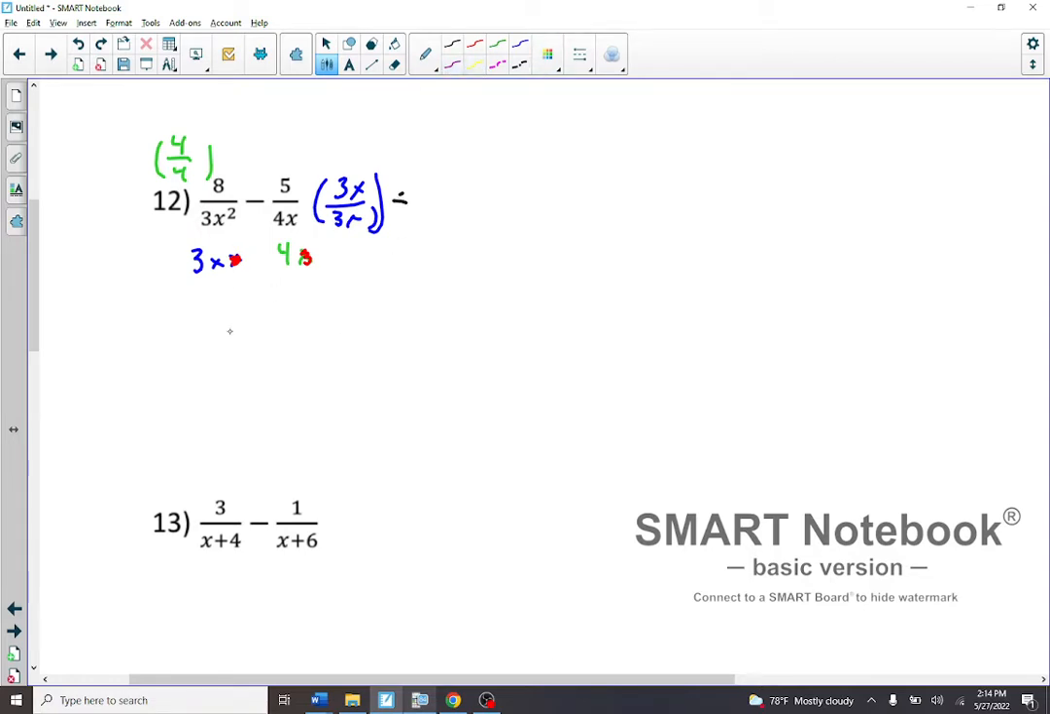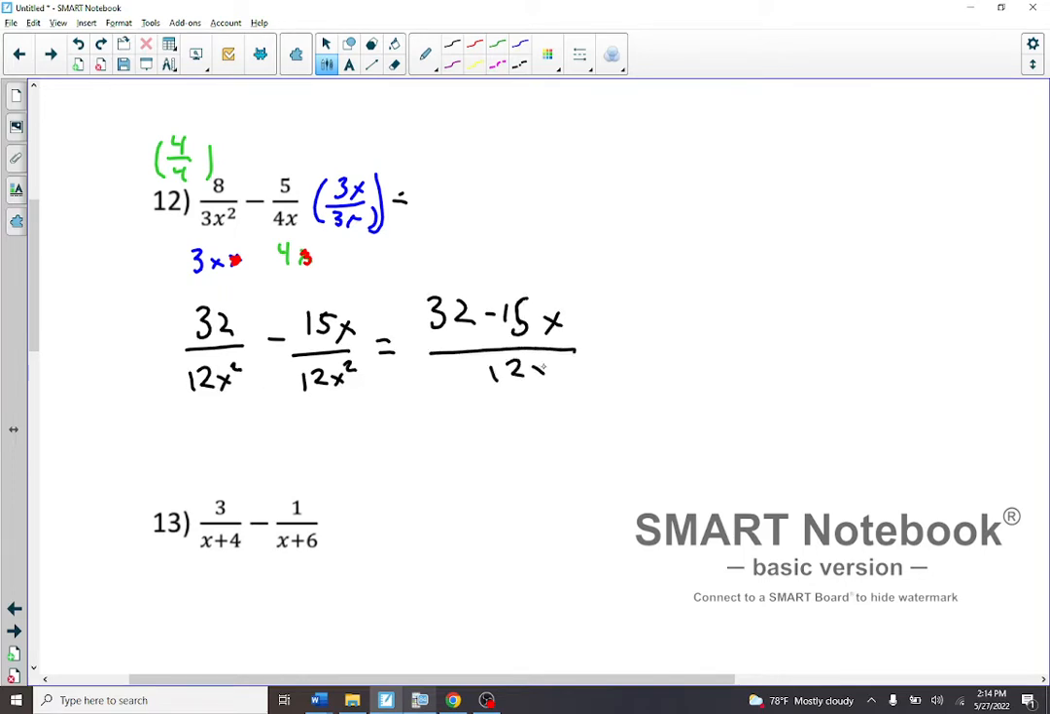So this is going to become 4 times 8, 8, 16, 32 over 12x squared minus 5 times 3x is 15x over 12x squared. So 32 minus 15x over 12x squared. Always double check if you could factor something out. 32 is a number that can't be factored out with 15, so we're good.